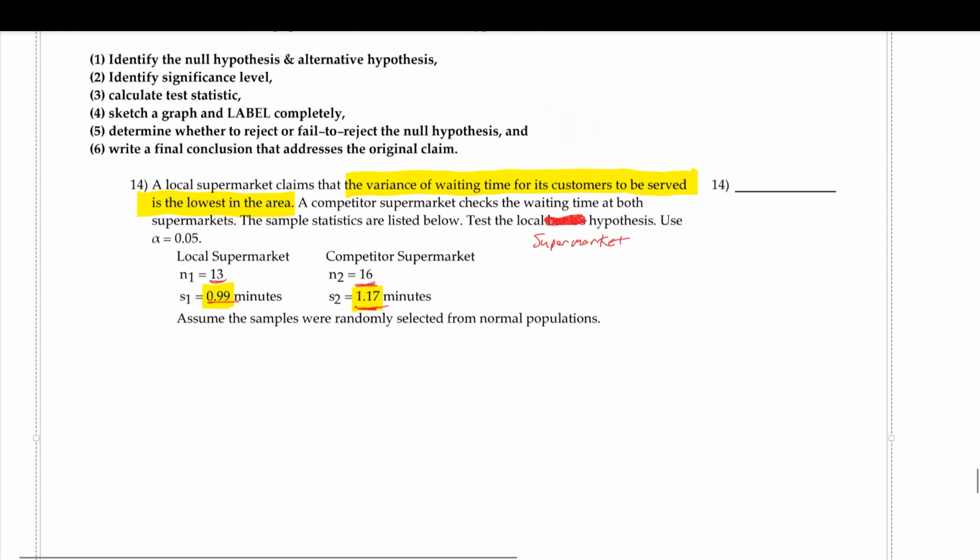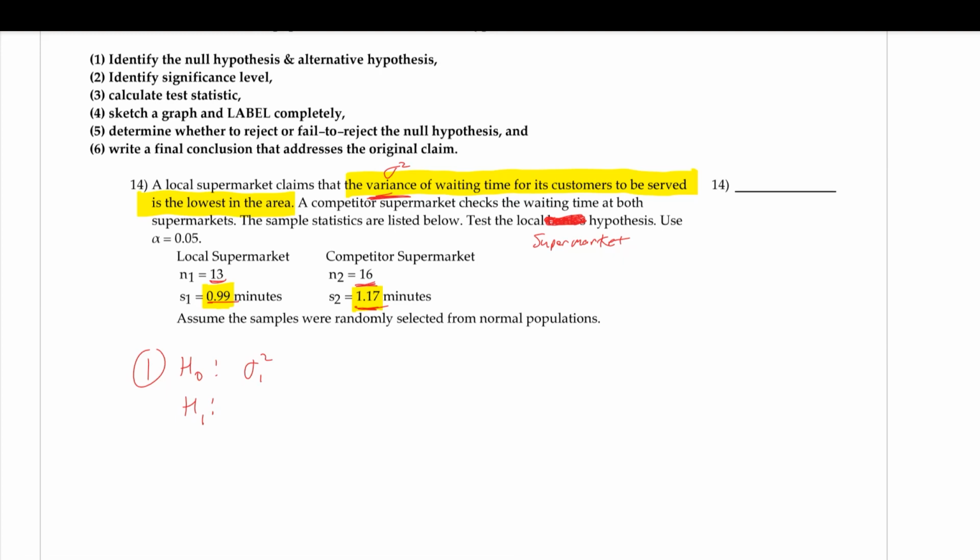Step 1 is our hypothesis statements. This is a test on the variance. The variance is sigma squared, right? So sigma squared, it could be a test on the standard deviation. It's the same test, okay? So it doesn't really matter.